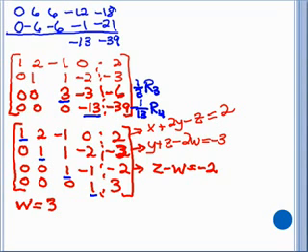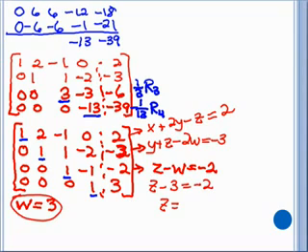So now let's plug 3 in for W and figure out what Z is. Z minus 3 is going to equal negative 2. So Z is going to equal 1.